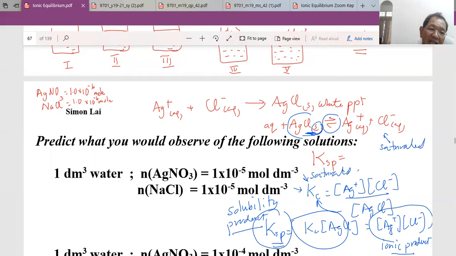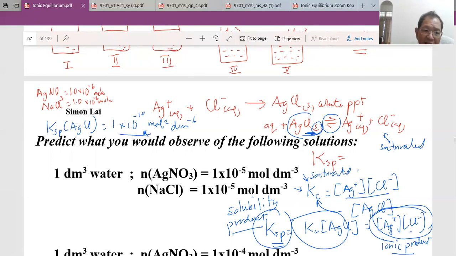So let's say the Ksp of your silver chloride, let's make it simple, is 1 times 10 to the power minus 10, with units mole squared dm minus 6. That means once the ionic product, Ag plus times Cl minus, in a solution reaches this value, you say it has reached the saturation point and cannot dissolve anymore. But before this, if you have less than 1 times 10 to the power minus 10, it means it can dissolve some more. Less than that is what you call a dilute solution.